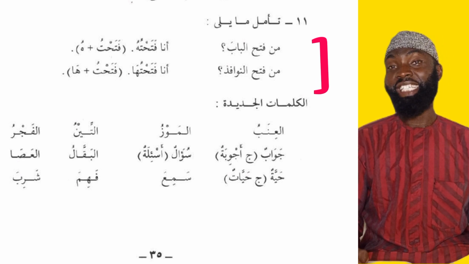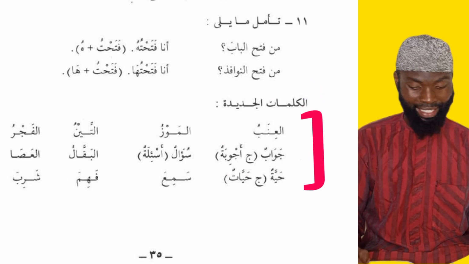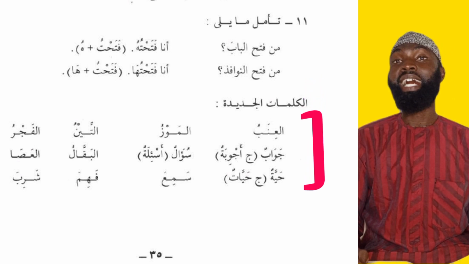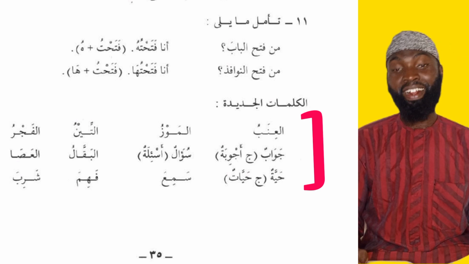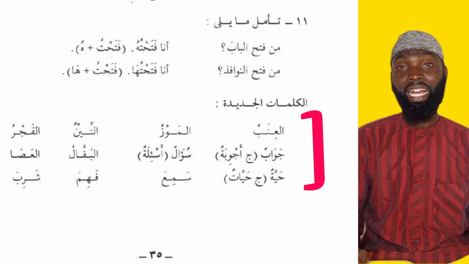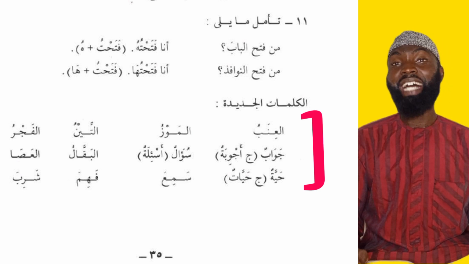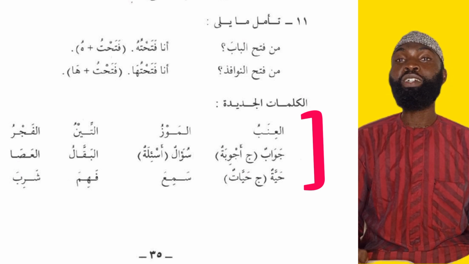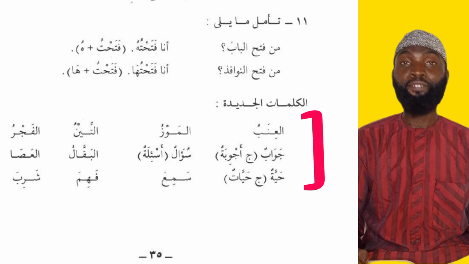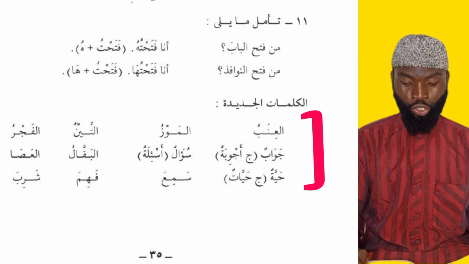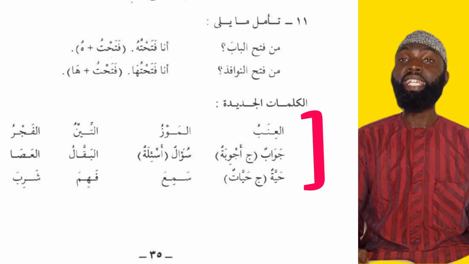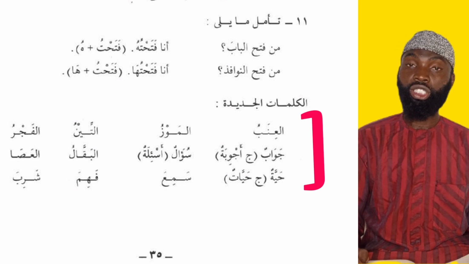Now we have al-kalimat al-jadida to crown our lesson. So we have new vocabulary. The first one is al-inabu, grape. Al-mauzu, banana. At-tinu, fig. Wa az-zaytun, olive. Then we have al-fajru, the time of fajr. Then we have jawabun, answer. Ajwibatun, answers. Su'alun, a question. As'ilatun, questions. Al-baqqalu, the grocer. Then we have al-asa, stick. Then we have hayyatun, a snake. Hayyatun, snakes. Sami'a, he heard. Fahima, he understood. Shariba, he drank.